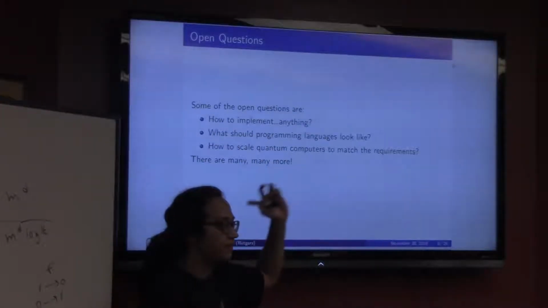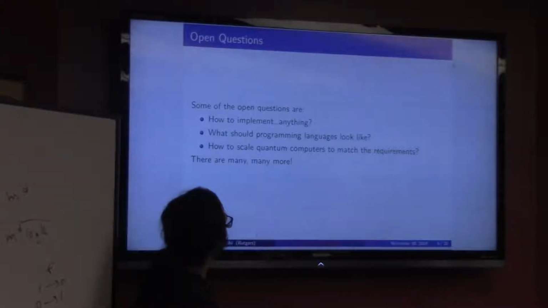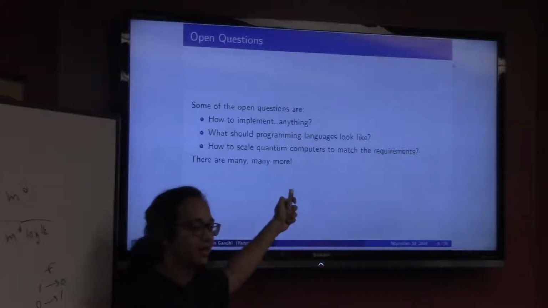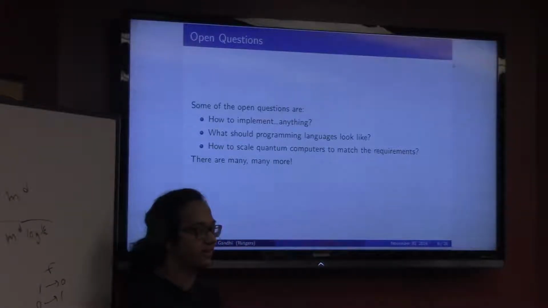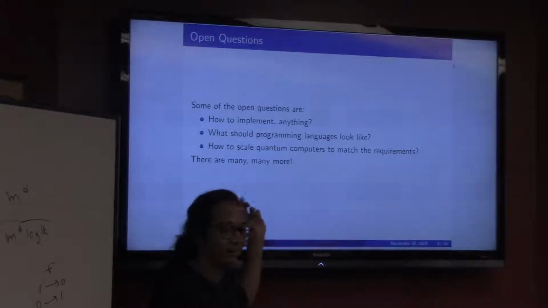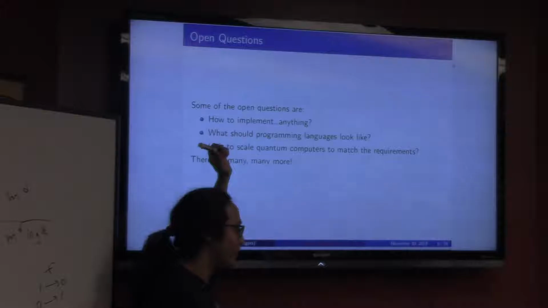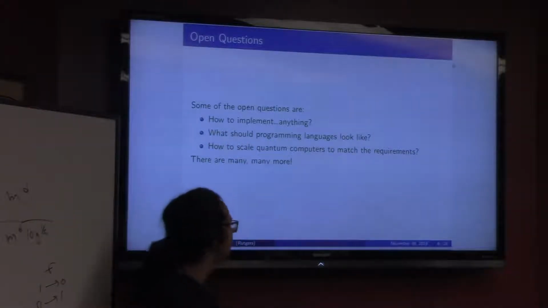We don't know how to implement anything. Second thing is, the best programming languages we have right now are really ugly assembly languages. There's not even a C or C's grandfather for quantum computers. So that's something I might hope to do one day, which is make a programming language for them.